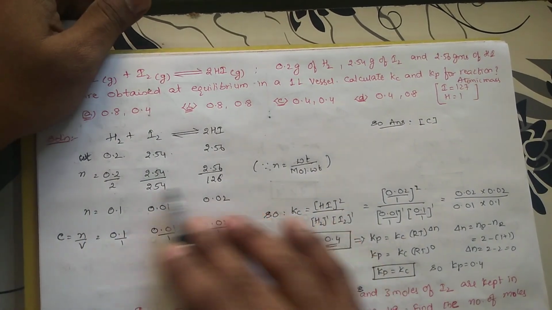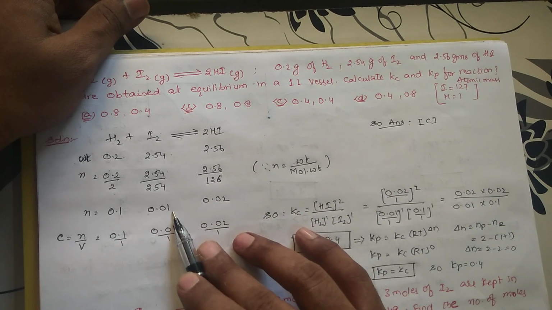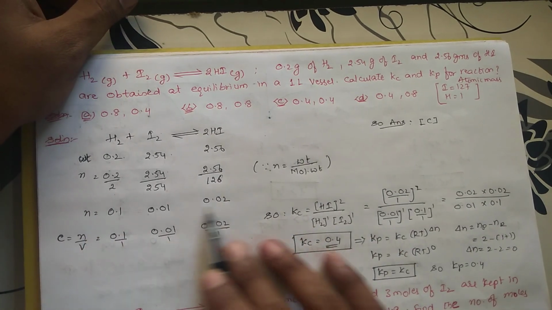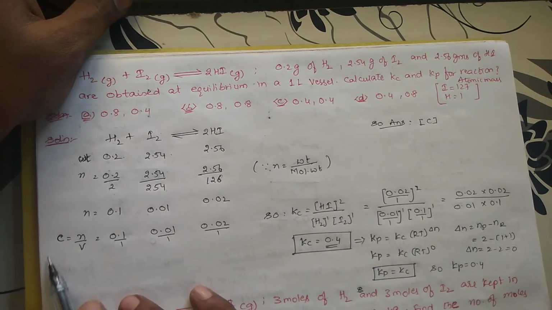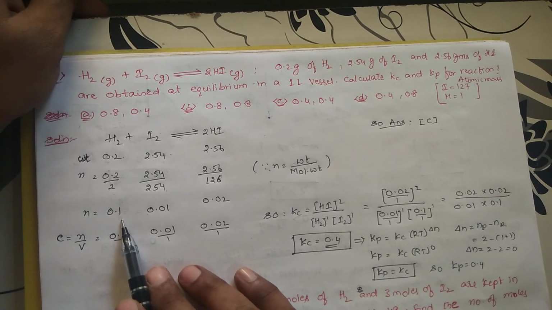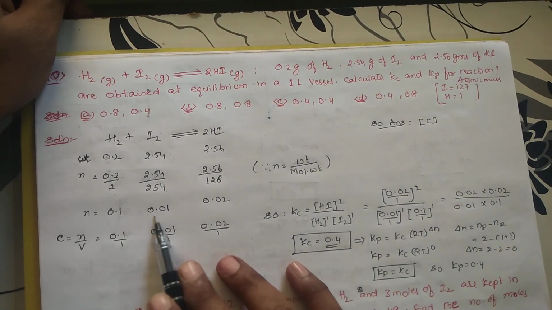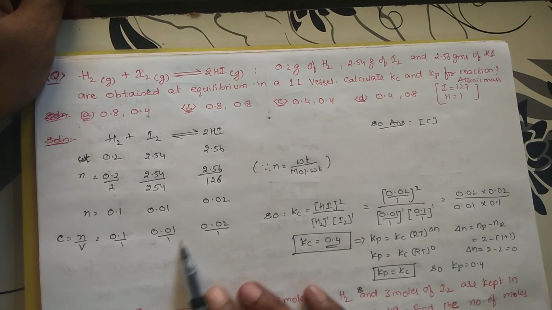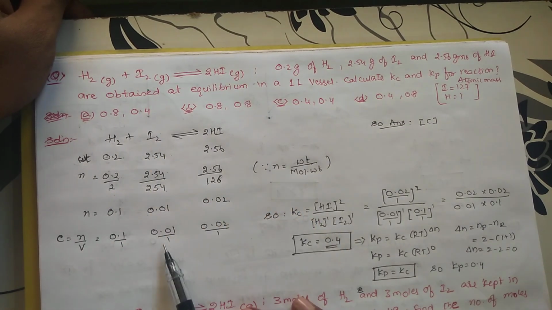So you calculate the moles. 0.2 by 2 is 0.1, 2.54 by 254 gives 0.01, and 2.56 by 128 gives 0.02. These are the numbers of moles. But while writing the equilibrium expression, what will you take? You will take concentration, right? Concentration is equal to n by V. What is the volume of the vessel? It is 1 liter. So it is 0.1 by 1, 0.01 by 1, 0.02 by 1. So you get the concentrations: for H2 it is 0.1, for I2 it is 0.01, and for HI it is 0.02.